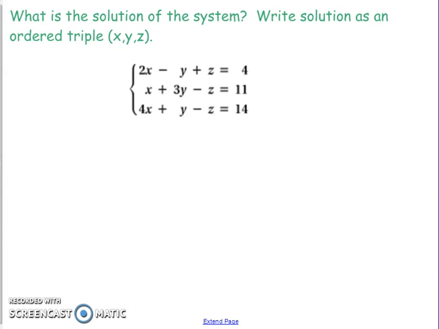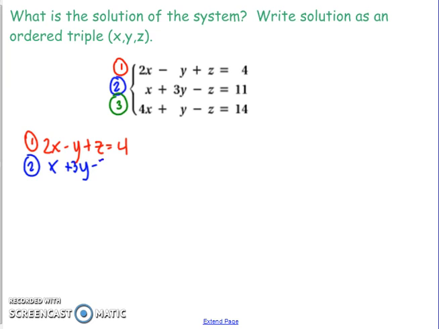So here we're going to first label our equations so we know which ones we're using. So we have 1, we have 2, and we have 3. If I look at all 3 of them overall, the z looks like the easiest to cancel out. So I'm first going to use equation 1 with equation 2. So I have 2x minus y plus z equals 4. And then I'm going to use equation 2. And that's x plus 3y minus z equals 11.